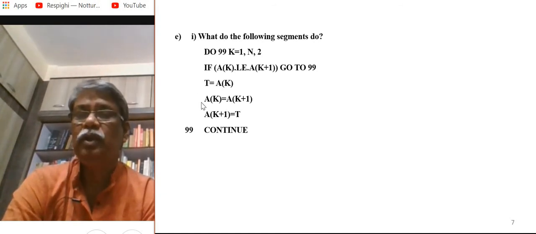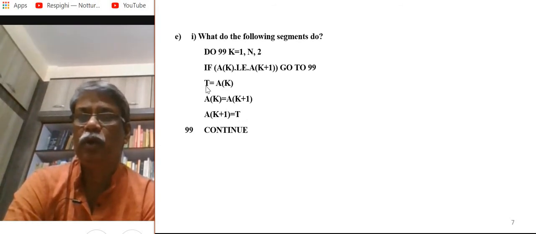Then actually this logic we have used so many times, it is an exchange. T is the temporary variable, ak is assigned, then ak and ak plus 1 are exchanged. ak is taking up the value of ak plus 1 and ak plus 1 is getting the value of ak, which is stored in temporary variable t.